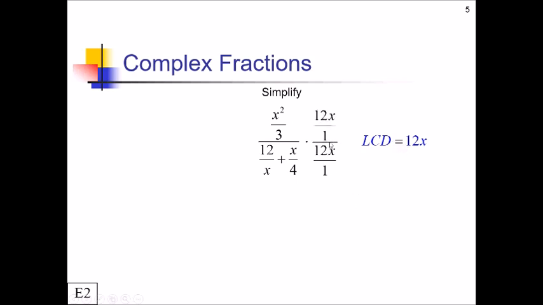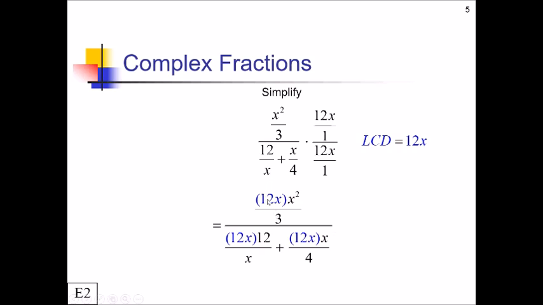So we have 12x over 1 times 12x over 1. So effectively then we have a 12x times the x squared up there. We have a 12x times this 12, and a 12x times this x right here. And again, notice I'm only putting that in the numerator of all these subfractions. Okay, going through now and reducing.